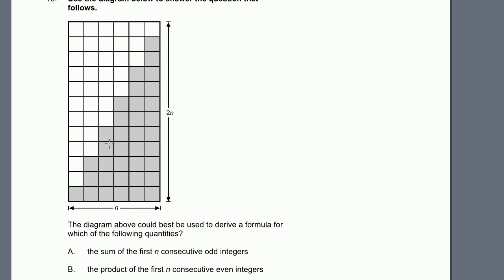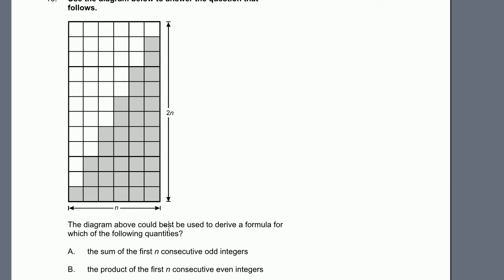Problem 16. Use the diagram below to answer the question that follows. This diagram, let's see, it's n by 2n. Maybe they want us to do some type of area or something. They shaded in this triangle, which is about half of it. It's exactly half of the area. Let's see what they want to ask us.